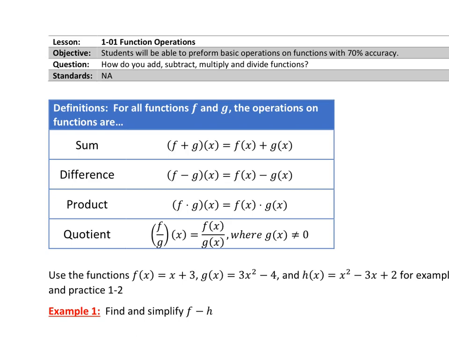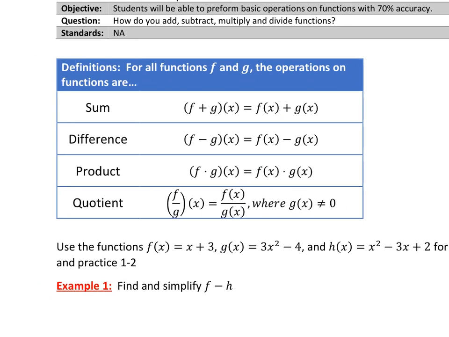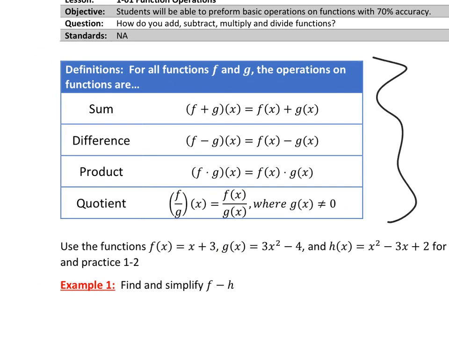Okay, today in Algebra 2 we're going over function operations. Here is the definition of all the operations here. We are assuming that they're functions. If we're talking about the sum, it can be denoted as this, with the f and g in parentheses, x followed after. And it just means the first function plus the second function.